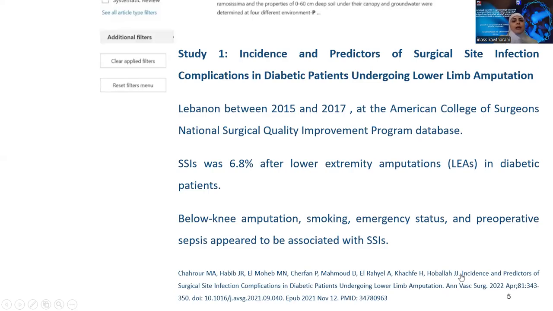The first one was conducted in Lebanon between 2015 and 2017 at the American College of Surgeons. They found that the surgical site infection incidence was 6.8% after lower extremity amputation in diabetic patients, and different risk factors were associated with surgical site infection occurrence, like smoking, emergency status, and preoperative sepsis.